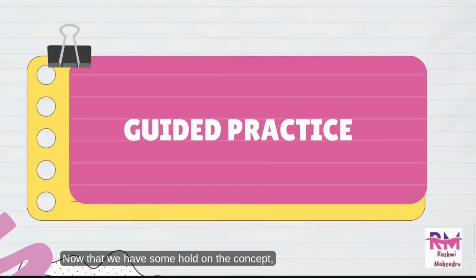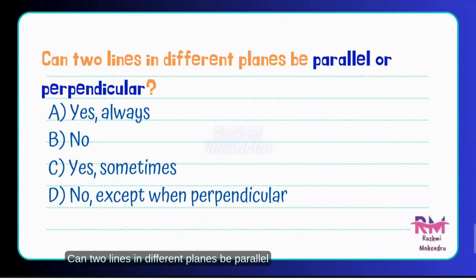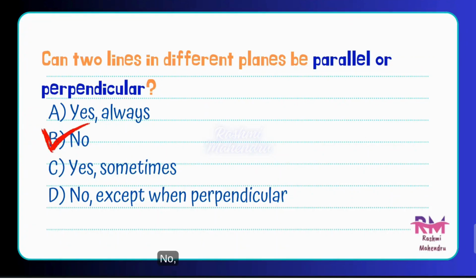Now that we have some hold on the concept, let us quickly recap. Can two lines in different planes be parallel or perpendicular? You may pause the video to match your learning pace. No, we cannot compare two lines in different planes. They are skew lines.